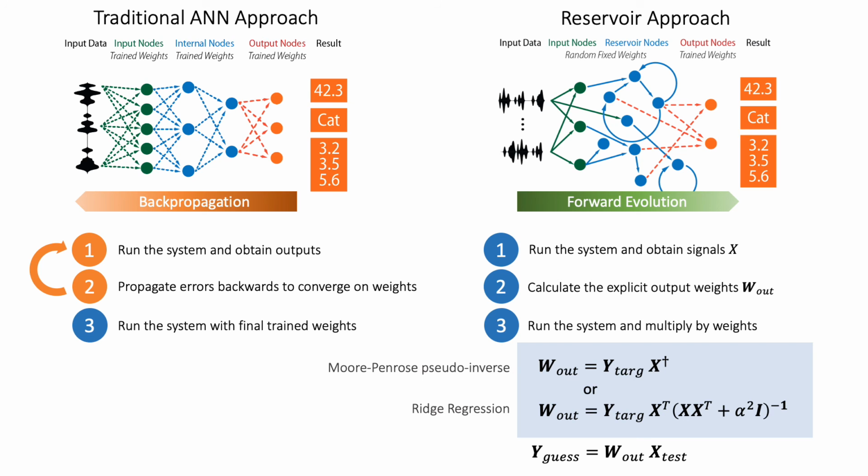You run the system to obtain the signals, x, you calculate the explicit output weights, w out, and you run the system and simply multiply by these weights thereafter. How you actually achieve these weights is shown on the bottom right. You can use something as simple as the Moore-Penrose pseudo-inverse, which is really just a matrix inverse. You can also use ridge regression, which is just a way of keeping the weights from becoming too large. Subsequently, as we see in step 3, the guess for what you want is just the weight matrix multiplied by the output of the reservoir.